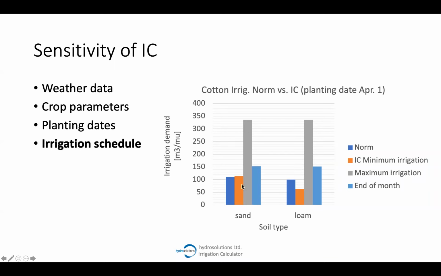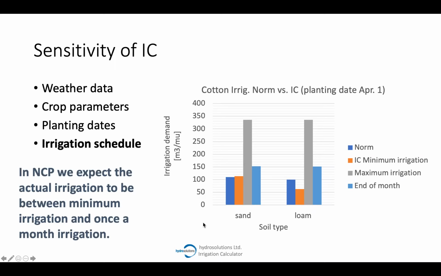So the irrigation schedule has an impact on the irrigation calculator, and it is good if you know approximately what is suitable for your area. In the North China Plain, we think that most likely farmers irrigate within these 3 bars here, somewhere between these.